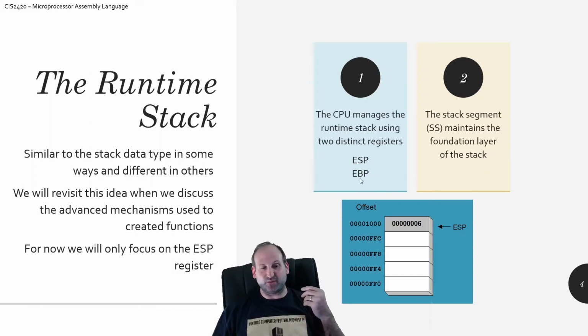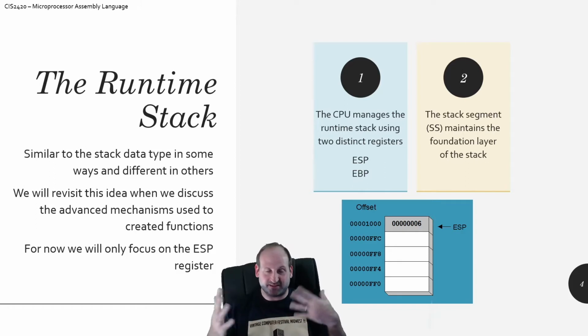So we're not going to deal with EBP in these lectures. That is, again, a Chapter 8 thing. And we're not going to be directly using ESP, just like we don't directly work with the status flags when we're discussing all the operations that affect the status flags. So for right now, the ESP register we will indirectly be using by using push and pop operations.